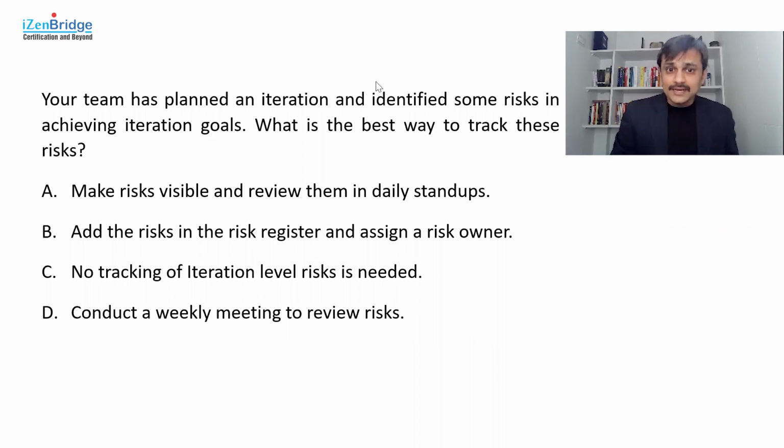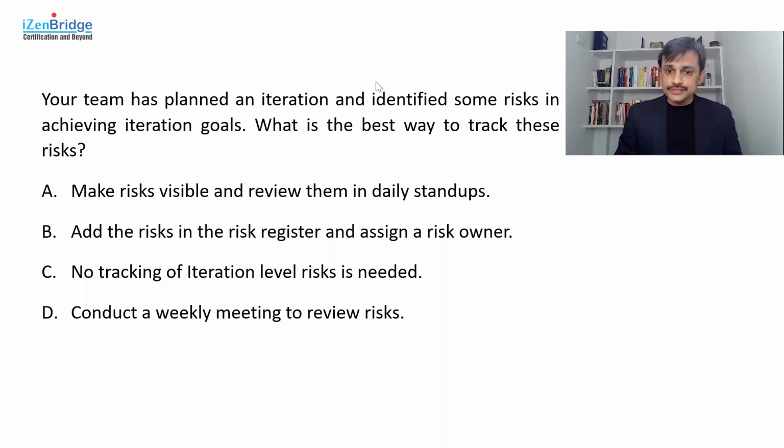Your team has planned an iteration and identified some risk in achieving iteration goals. What is the best way to track these risks? Okay, option A, make risks visible and review them in daily stand-ups.